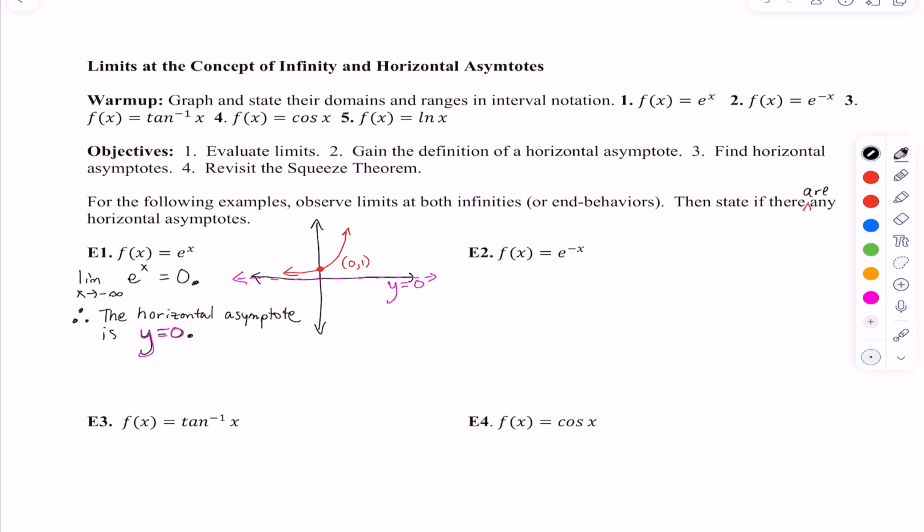We got to observe the other end behavior, the limit as x approaches positive infinity. What happens to the function e to the x? Notice it is approaching the concept of infinity. In other words, this limit does not exist. It is not a finite number. Infinity is not a finite number. So let's box all those observations.